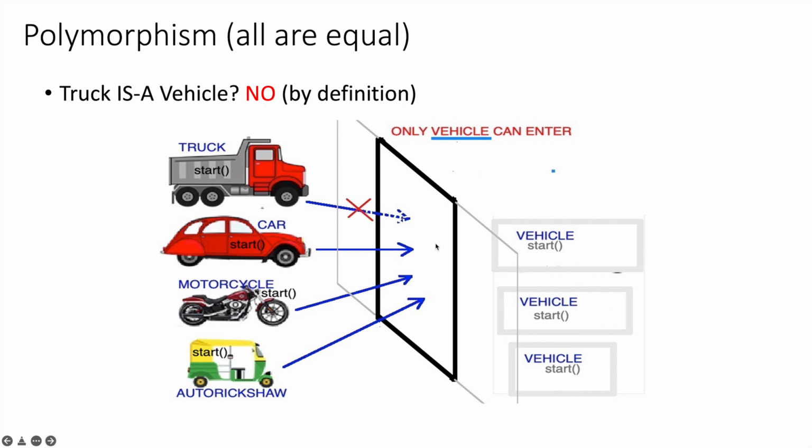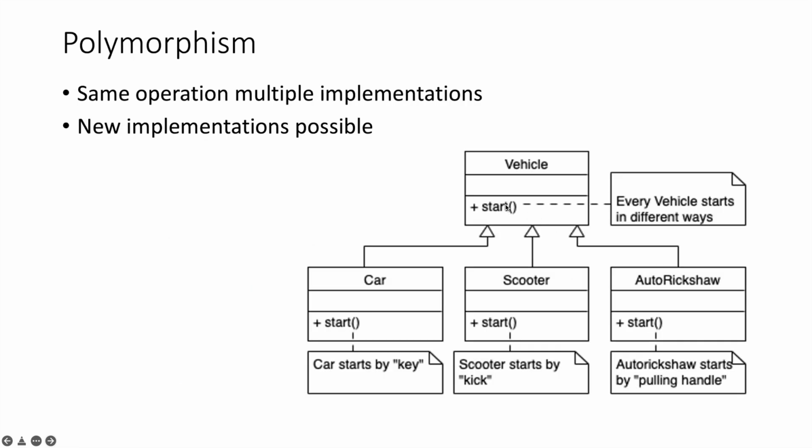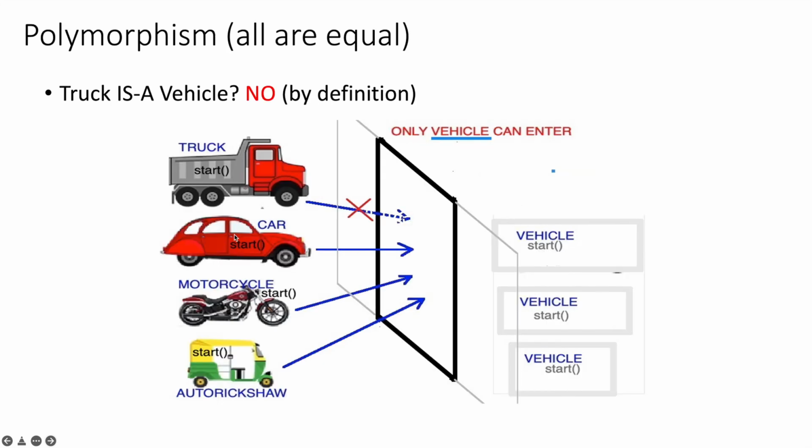Imagine here what is entering inside is either a car, motorcycle or auto rickshaw. You won't see somewhere a vehicle has come and is trying to enter. Once it enters inside, it will be treated as a vehicle. And what can we do with this vehicle? We can call a start operation on it. Observe here, vehicle has got a start operation. But whenever this car is actually this car after entering inside, when I call start on this, this start is going to get called. For this, the auto rickshaw start will get called.